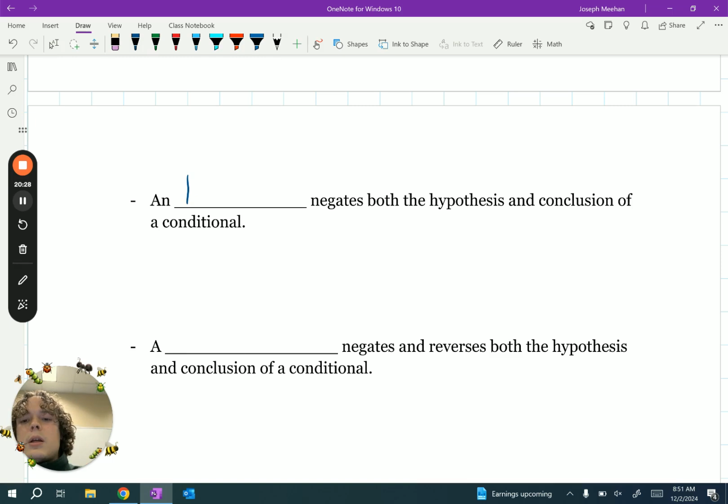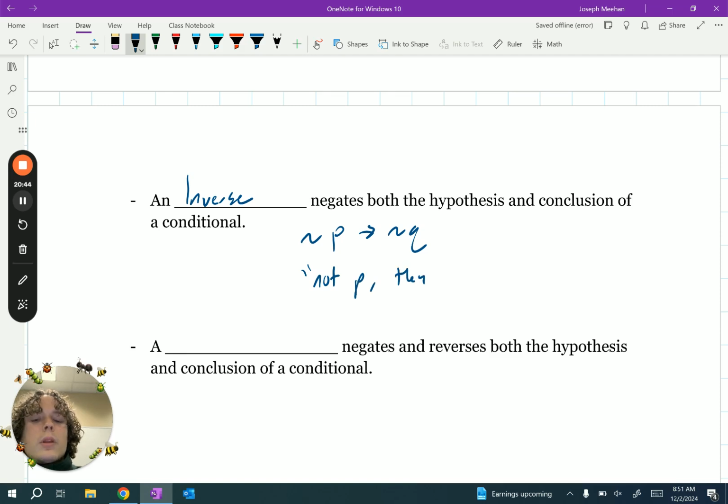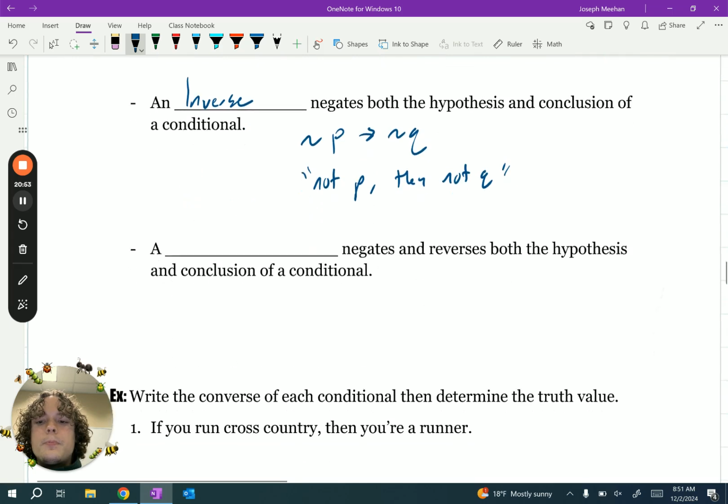This is called an inverse. An inverse negates both the hypothesis and the conclusion of a conditional. So what this looks like is a not P, because we're negating both the hypothesis and the conclusion. Not P, then not Q. All right? So it takes the opposite meaning of both the hypothesis and the conclusion.